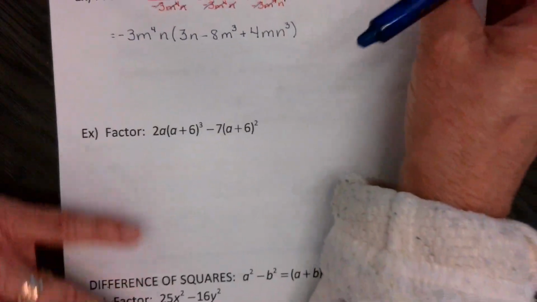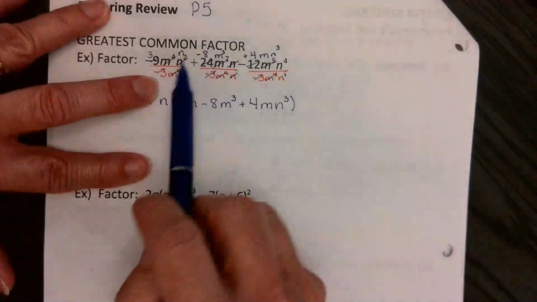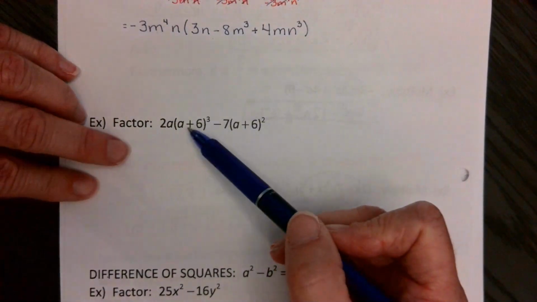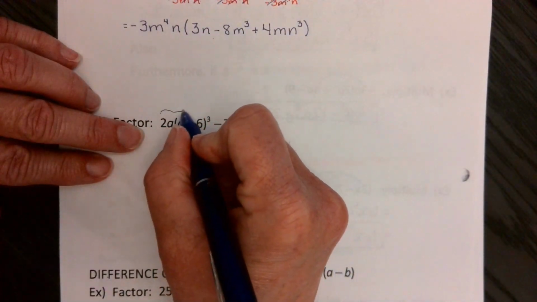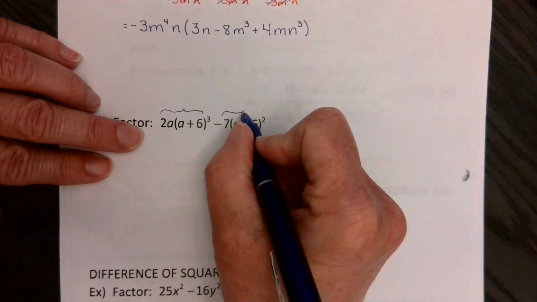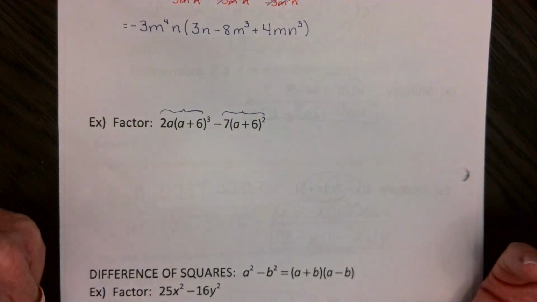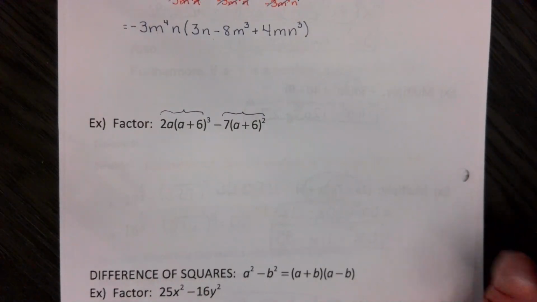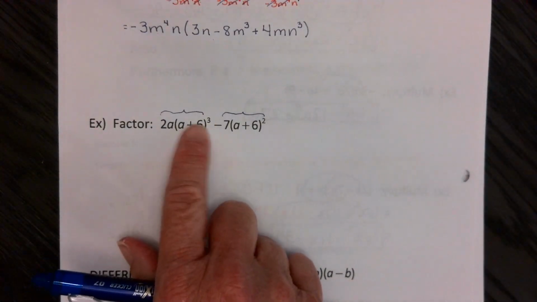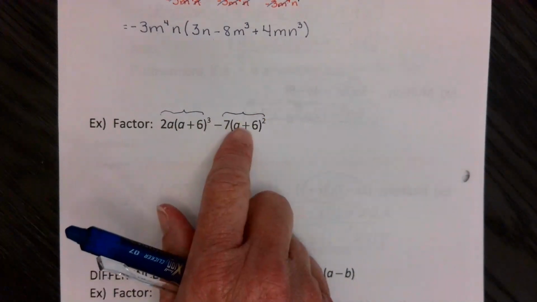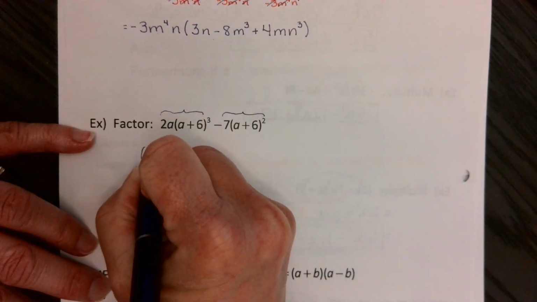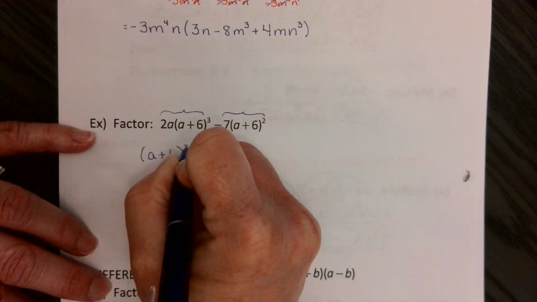Okay, right here, you actually have 2 terms. Up here you had 3: 1, 2, 3. Terms are separated by plus and minus signs. So here this is one term, and this is the other term. Now this is a weird problem, and you'll never see this except for maybe one in your homework. Maybe. But anyway, what you want to ask yourself is, what do they both have in common? Well, they have 3 of these a plus 6's. This one has 2 of them. So they both have 2 of them in common, so you can factor out an a plus 6 squared.